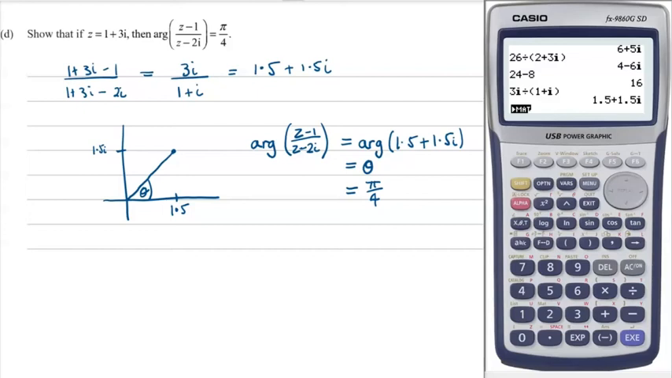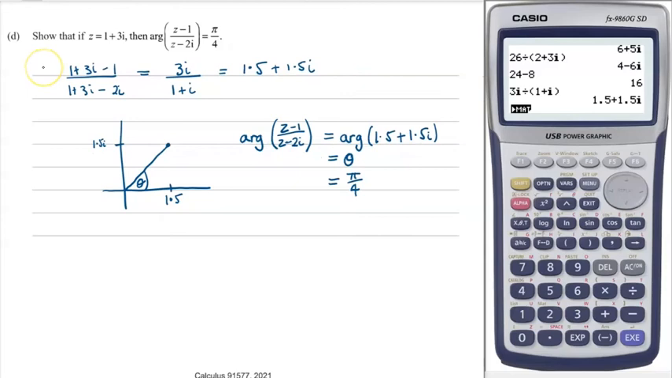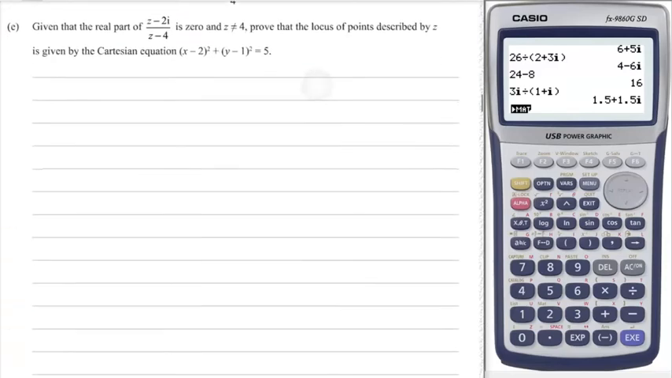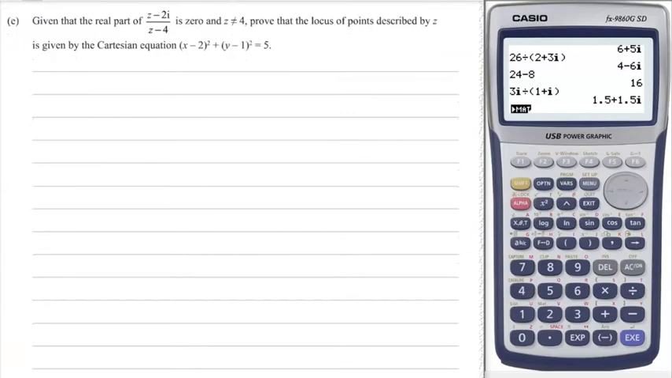You could maybe go a step further by saying that the real and imaginary parts are equal, but this will be sufficient. Right, the exam part. We've got that the real part of this is 0. Z can't be 4. Don't worry about that too much. It's just saying that this can't be divided by 0. Prove the locus of the points described by Z will come to this.